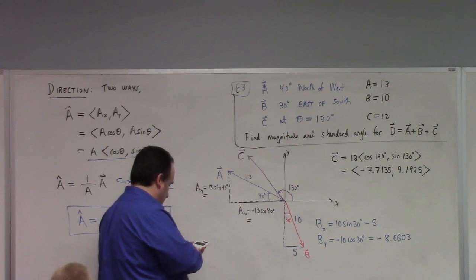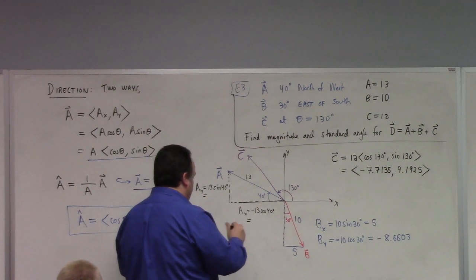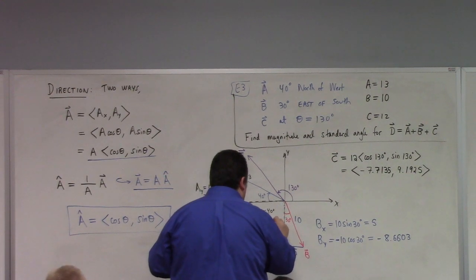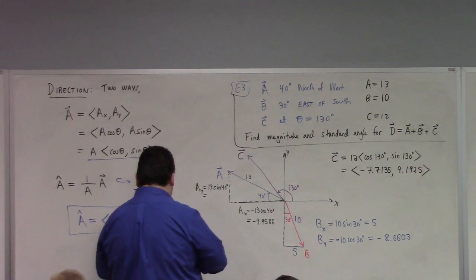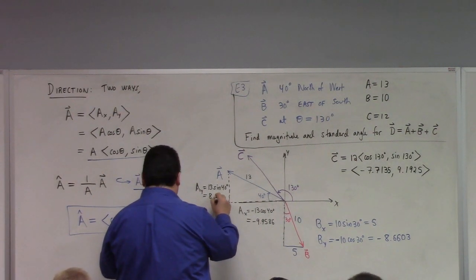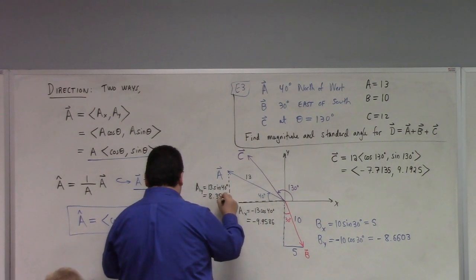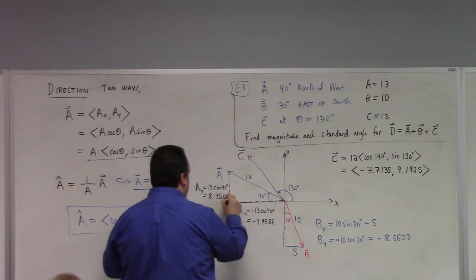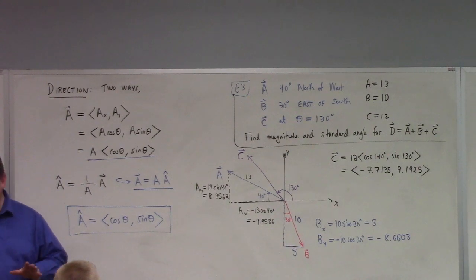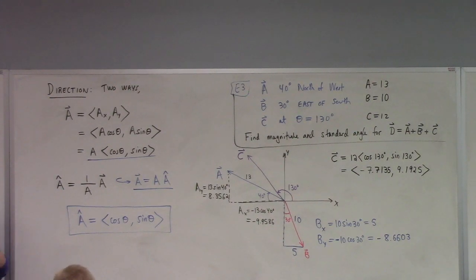Or not? X is 9.9586 rounded. Okay. And A sub y is what? I got 8.3562. All right. Okay, so at this point, we broke down all the vectors into their Cartesian components. Why do you want to do that? Because now we can add the vectors.